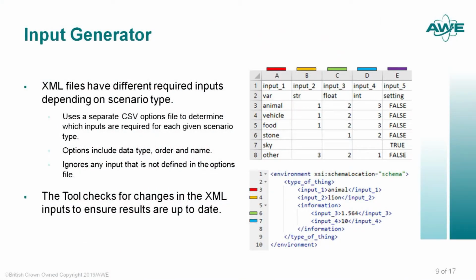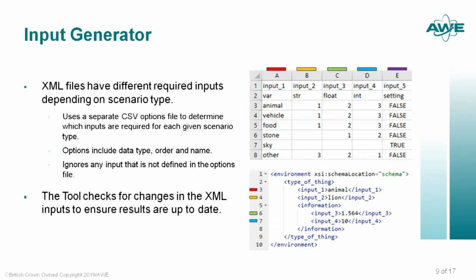In addition to that, since the actual input types vary quite strongly depending on the scenarios you're looking at, there is an options file which isn't created by the user. This is just set inside the program, or the tool itself, sorry. And this will specify the inputs that are required, the type of input that it actually is. So as you see at the top there, there's strings, floats, integers, or others. And then it will also specify the order in which it needs to appear in the XML file, since the program itself will only run it if these are in the correct order.